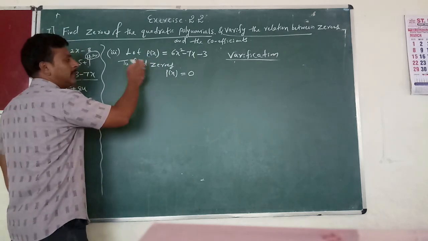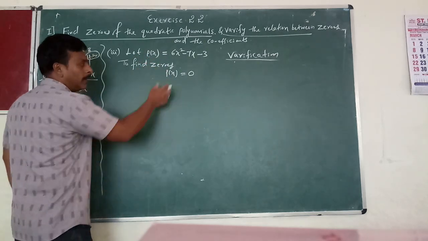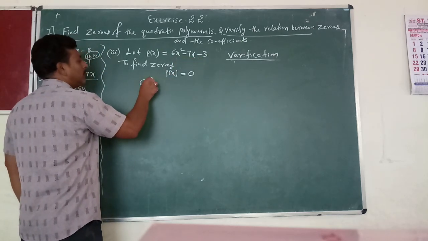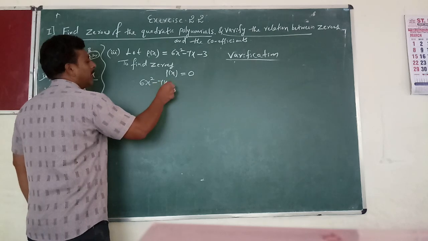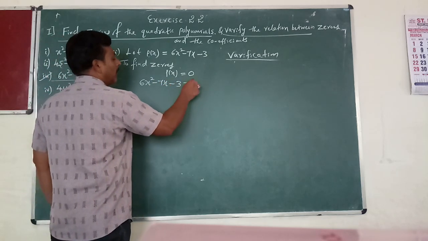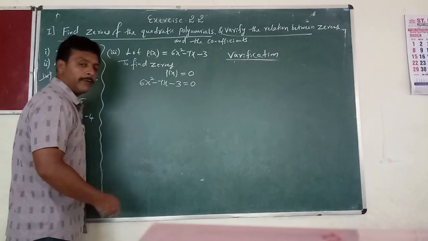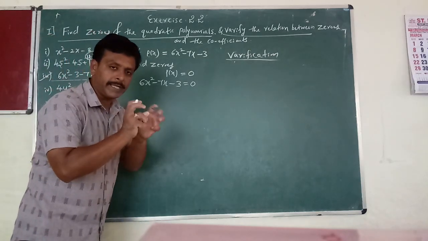To find zeros, P of x equal to 0. What is P of x? This. I am going to write 6x square minus 7x minus 3 is equal to 0. If it is correct, then what do we have to do? We have to go for splitting the middle term.